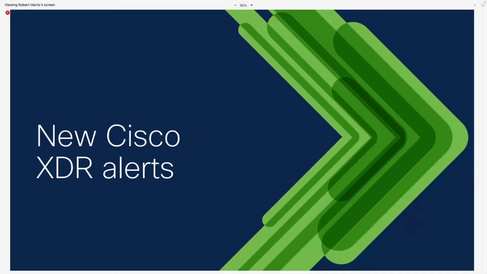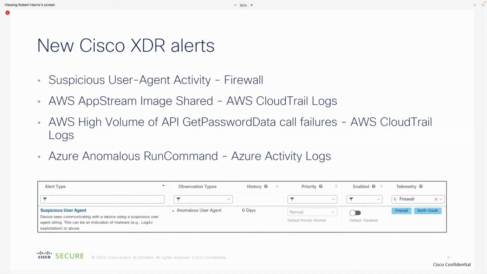So let's take a look at our 4 different XDR alerts that we're covering here today. These are all 4 recently created XDR alerts. We're going to start off with our firewall logs and looking at an alert titled Suspicious User Agent Activity.